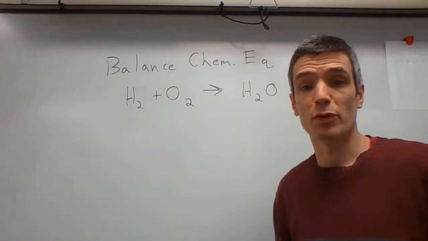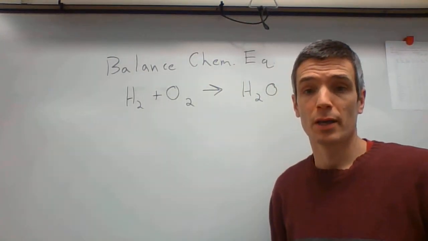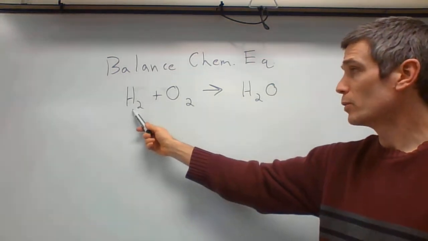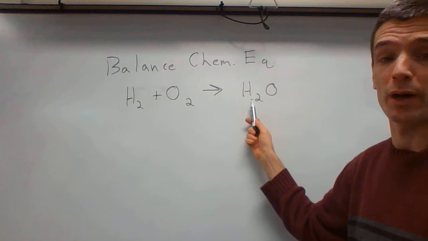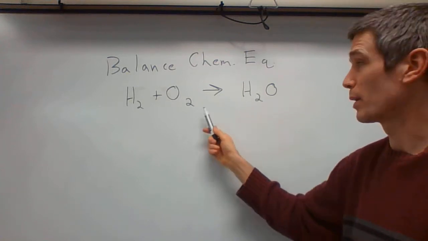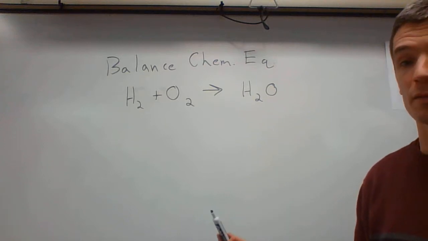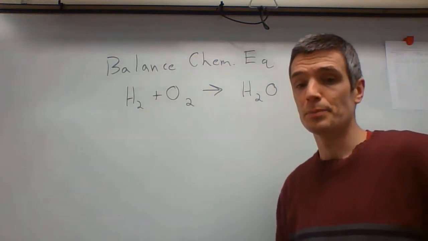The purpose of this video is for you to be able to balance chemical equations. Now, if you look at this chemical equation, on the reactant side I've got two hydrogens and on the product side, so they're currently balanced, but I've got two oxygens here and one over here, so it's not balanced. I'm going to show you two ways to do this.